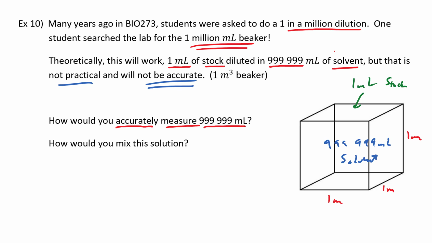When measuring liquid, we always recommend doing it in a single step. If you have to do multiple steps, you introduce human error every single time. Also, how are you going to mix this? I guess you could get a paddle on a drill and you could spin it around and mix it, but again, that's not very practical. However, a 1 in 1 million dilution is a common dilution to be done in many, many labs. So the question is, how do we do this?